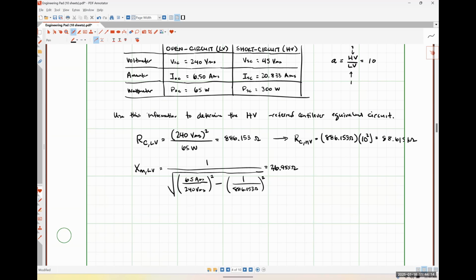And I'm going to multiply that by 100. So I'm going to call XM high voltage, is going to be 3.696 kilo ohms.